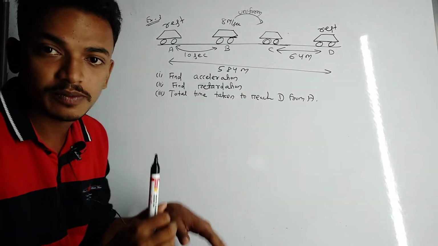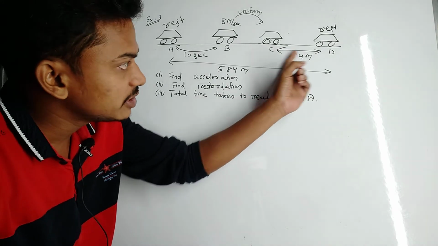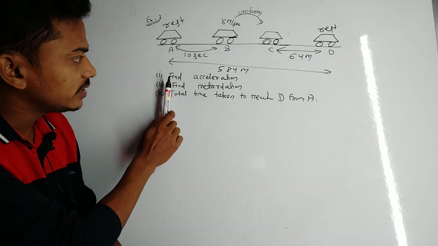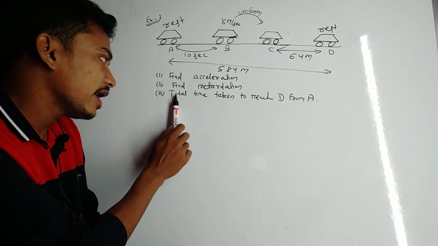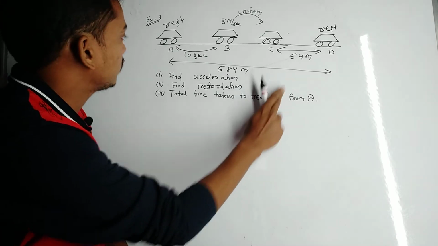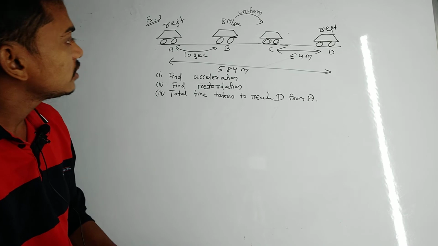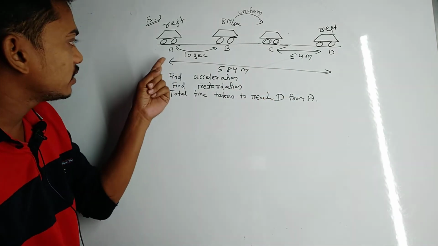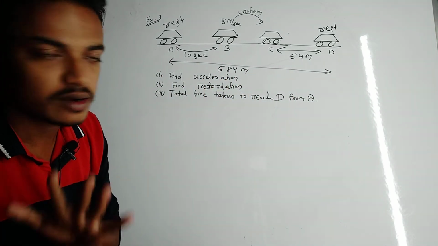Then example 3: a car starts from rest and after 10 seconds it acquires a velocity of 8 meter per second, then for some time it goes with uniform velocity, and after 64 meter it comes to rest. The situation is like this, and the questions are: find the acceleration, find the retardation, and third, the total time taken to reach D from A. The distance from C to D is given, that is 64 meter, and the distance between A and D is 584 meter. Pause the screen and try to solve yourself first.